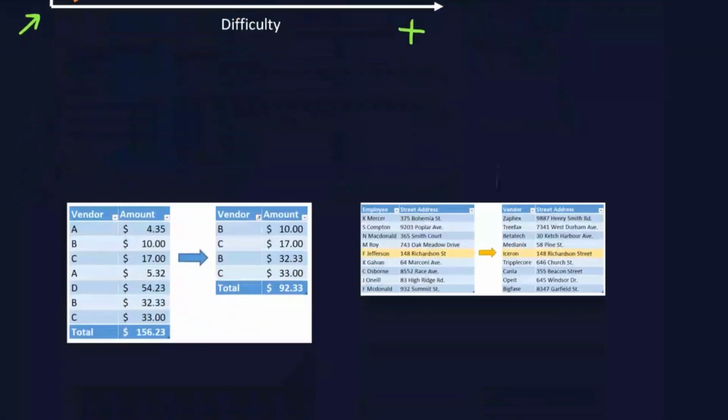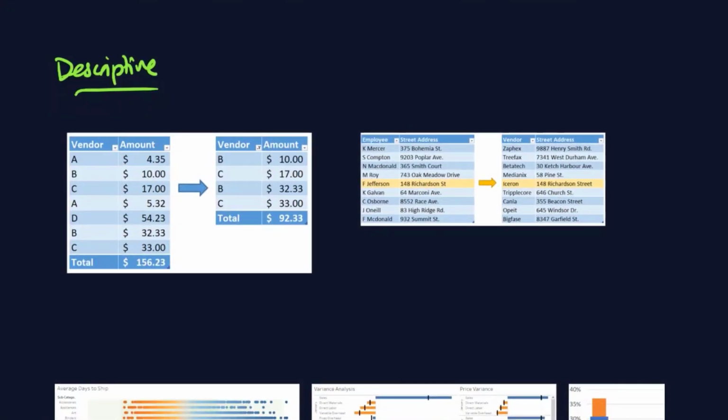Let's look at some specific examples of these. Our descriptive analytics, basically we're trying to understand where we are. So in addition to those summary statistics, we may use some filtering or data reduction, because we don't necessarily care about all the data. We only care about the data that's relevant to our decision process.